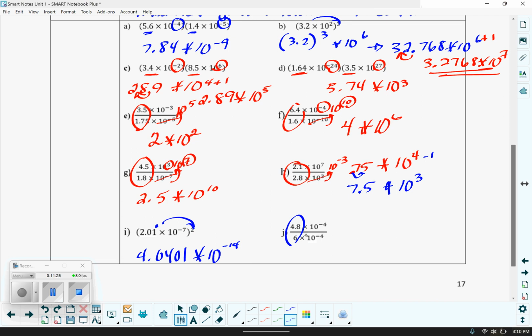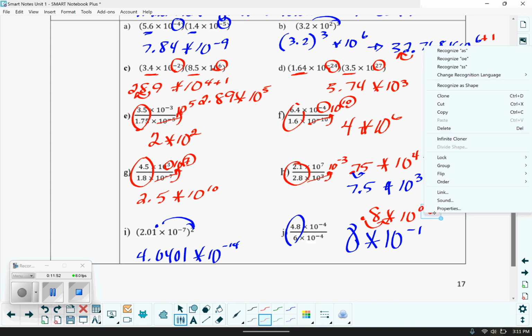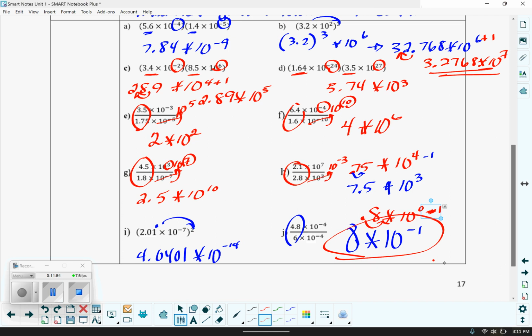4.8 divided by 6 is 0.8. It's going to end up being 0.8 times 10 to the 0 power, but it's too small by one spot, so we're going to make it 8 times 10 to the negative 1. Because prior to that was 0.8 times 10 to the 0. Too small by one spot, take away 1, and you end up with that.